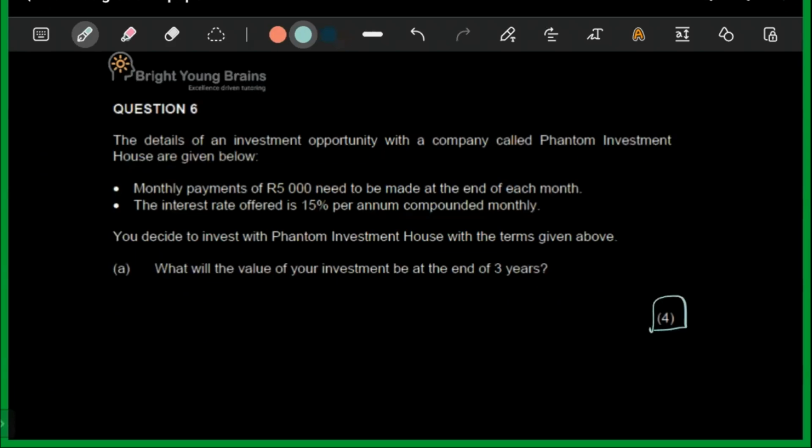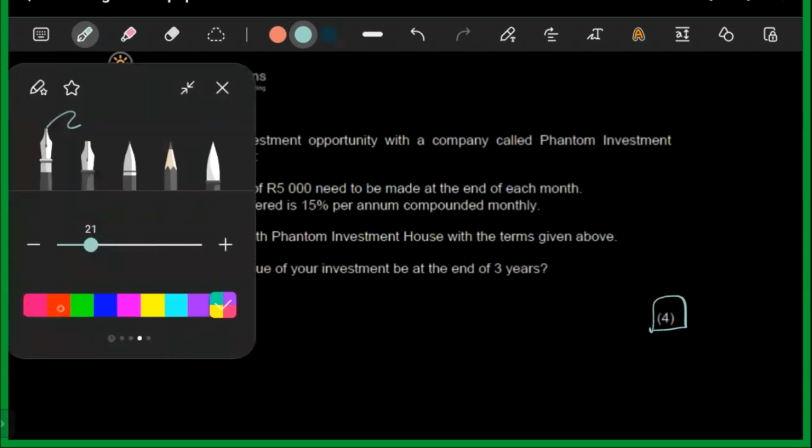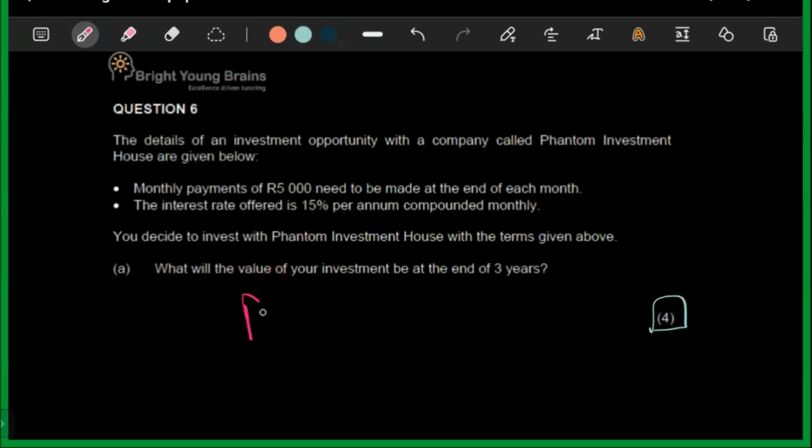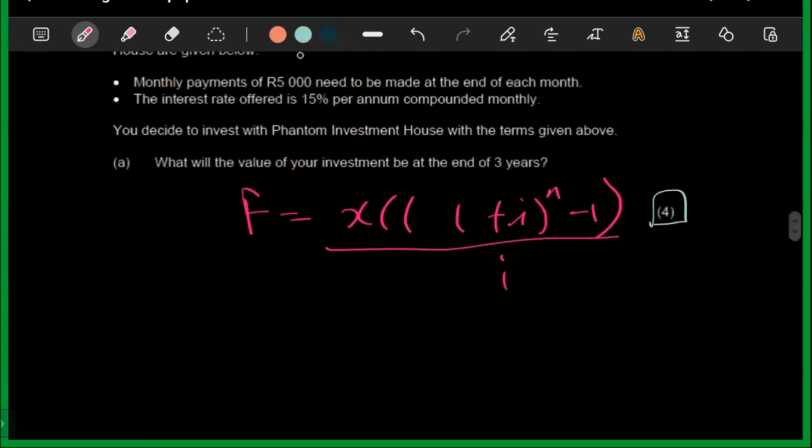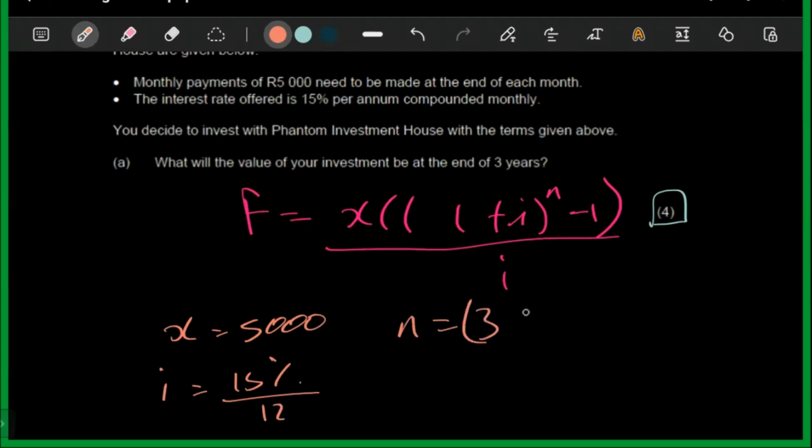It's a straightforward future value annuities formula question. Your future value annuities formula, you can get that from your formula sheet so that you don't write it down incorrectly. Since we're trying to figure out how much the money is worth after 3 years with these terms, X is our monthly installments, which is 5,000. Interest, they say it's 15% per annum compounded monthly, so you have to divide the 15 by 12. N is 3, but because it's compounded monthly, you have to times by 12, which is 36.